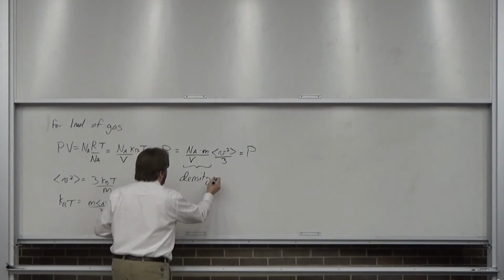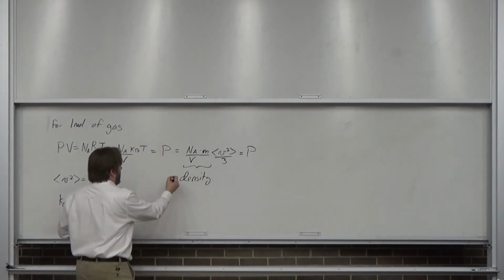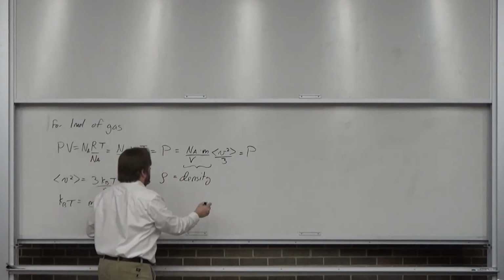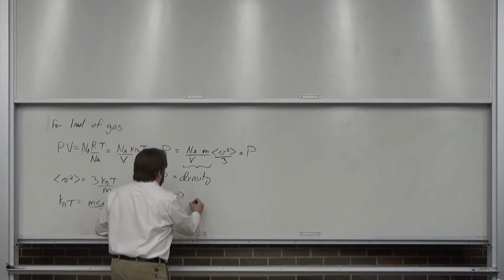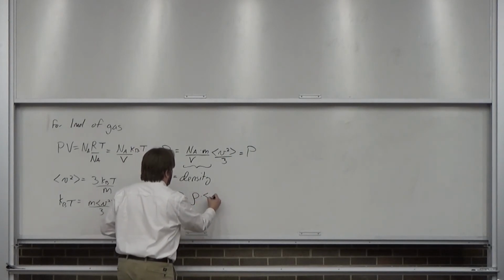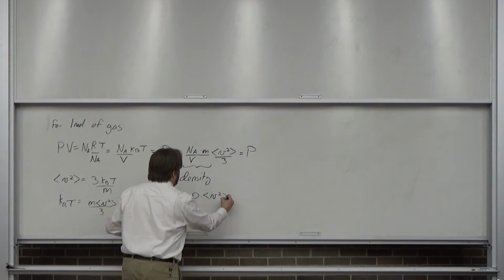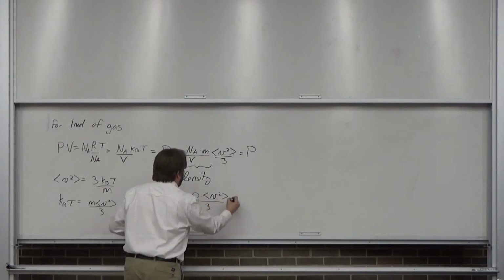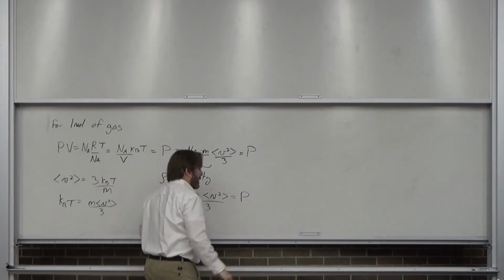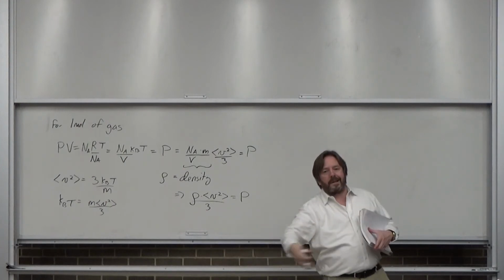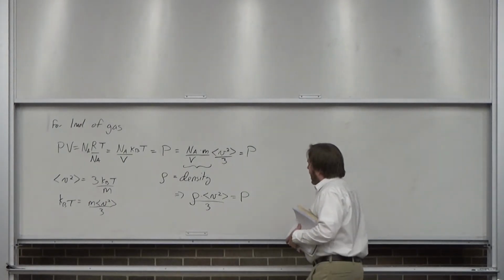The density of a gas, it's kind of low, but whatever. And that's usually called rho. So therefore, the density of a gas times the average square of the velocity over 3 is equal to the pressure of the gas. Ta-da! So there you go.